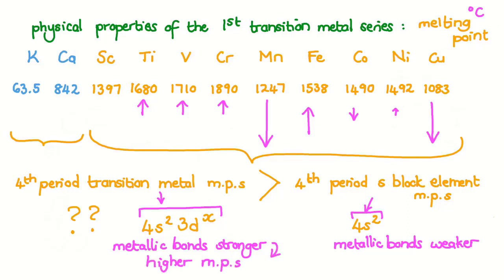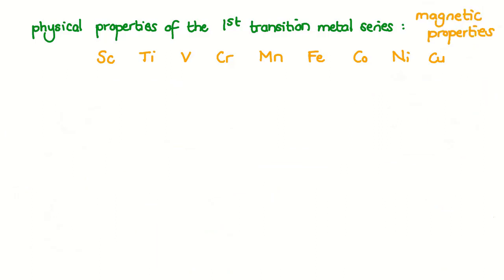Stronger metallic bonds result in higher melting points, and weaker metallic bonds result in lower melting points. What is interesting to note is that calcium's melting point is higher than zinc's melting point, even though zinc has 3d electrons available for metallic bonding. We will not go into an explanation of this here, but I will remind you that zinc is technically not a transition metal. Let's move on to the magnetic properties of these elements.